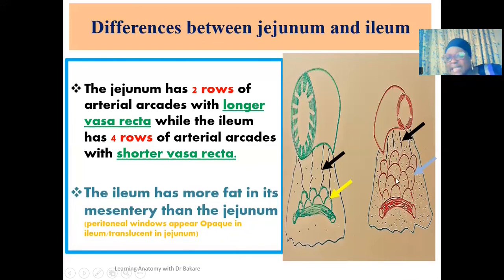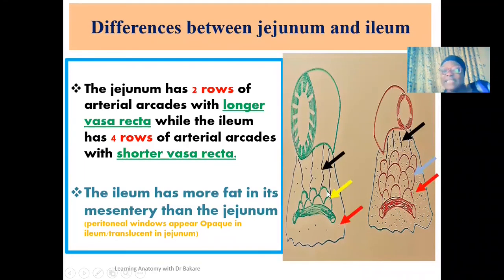of fat. This is the ileum here, and these fats are represented in dots, while in the jejunum we have less deposition of fat. And what this causes is that the peritoneal window will be seen to be opaque. It will be seen to be opaque because of the blockage that is created by the fat deposit. The peritoneal windows are spaces that are created by the final terminal branches from the arterial arcades, which are the vasa recta. So the spaces between this region are called the peritoneal windows, and these windows will appear to be opaque. And this means that looking at structures in the posterior abdominal wall will not be easily visible because of the opaque nature that is created by the fat deposit in the mesentery.